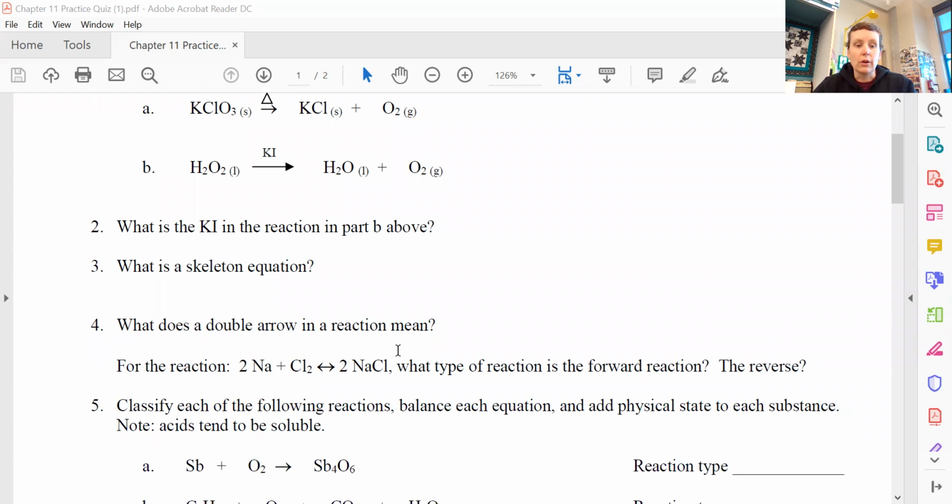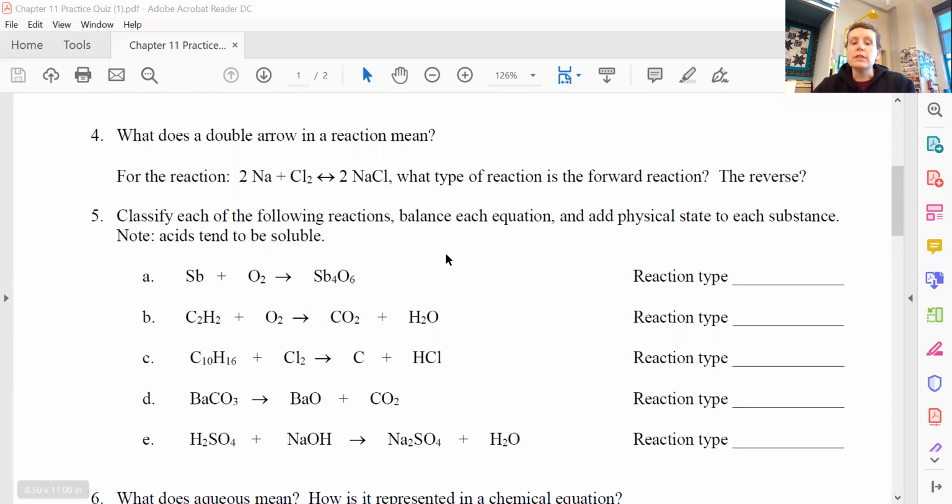4, what does a double arrow in a reaction mean? So when we see this double arrow, that means that the reaction can go in both directions, and each direction is a different type of reaction. So going in this direction, we're combining two elements to make a compound. That's synthesis or a combination reaction. The reverse reaction is that compound splitting up, so that's going to be a decomposition reaction.